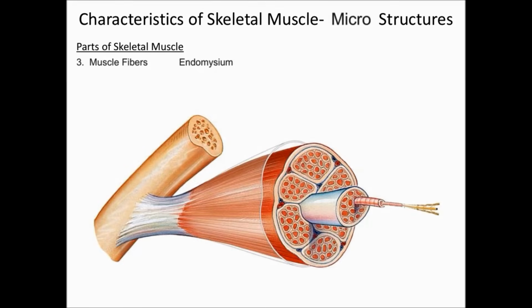Next, we're going to take a look at the microstructures of skeletal muscle. These structures require the aid of a microscope. So beginning with muscle fibers are a bundle of myofibrils. And myofibrils are made up of tiny little segments or contractile units called sarcomeres. And it's these sarcomeres that contain the myofilaments, actin and myosin.